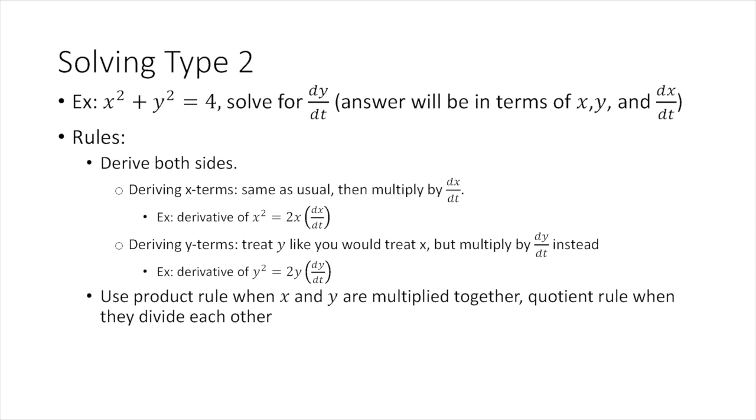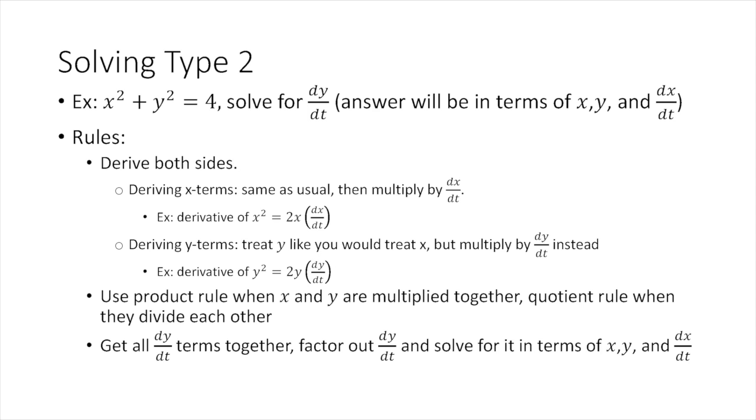Again, we're going to use the product rule whenever x and y are multiplied together, and the quotient rule whenever they divide each other. Then we're going to get all the dy over dt terms together, factor out a dy over dt, and solve for it in terms of x, y, and dx over dt. Sounds like a lot of steps, but it's really not that bad.